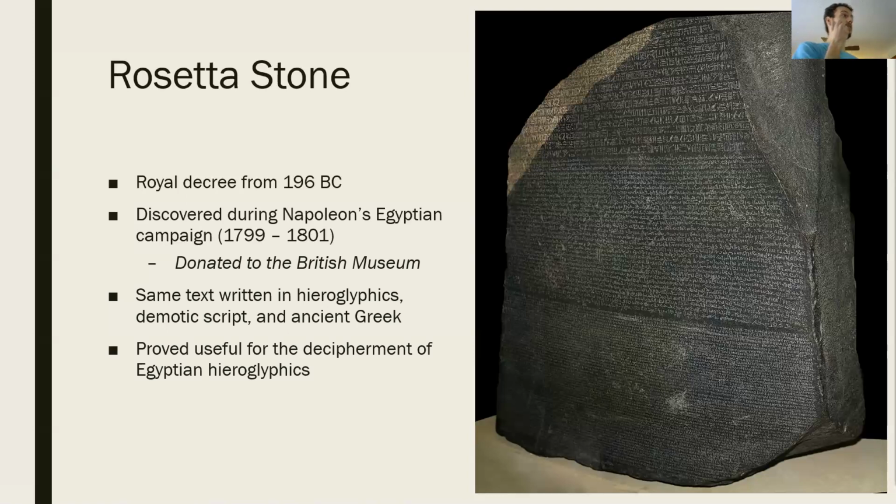Remember that the names of people, the sounds tend to be the same, even if they're in different languages. So for that reason, names are a really important beginning point for decipherment. So that's why the Rosetta Stone, and in general, bilingual texts are very, very important in a process of decipherment.